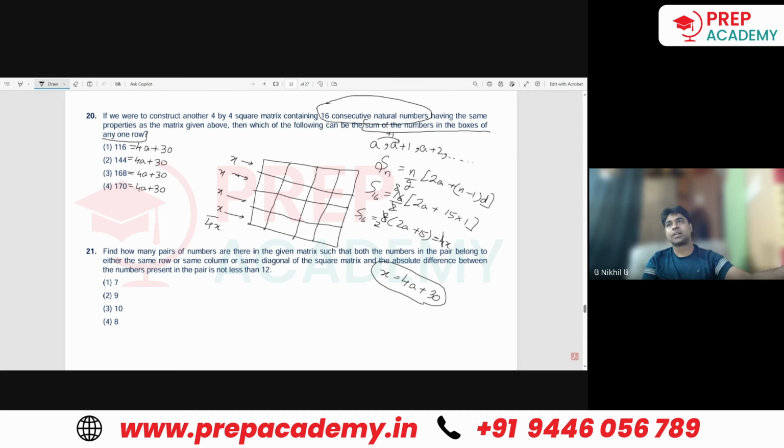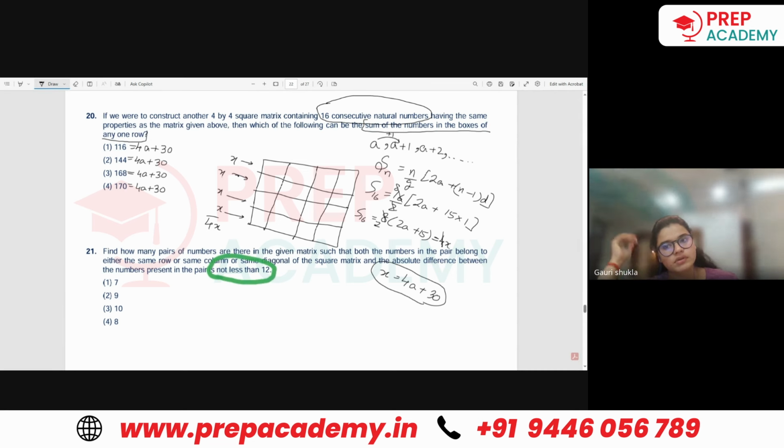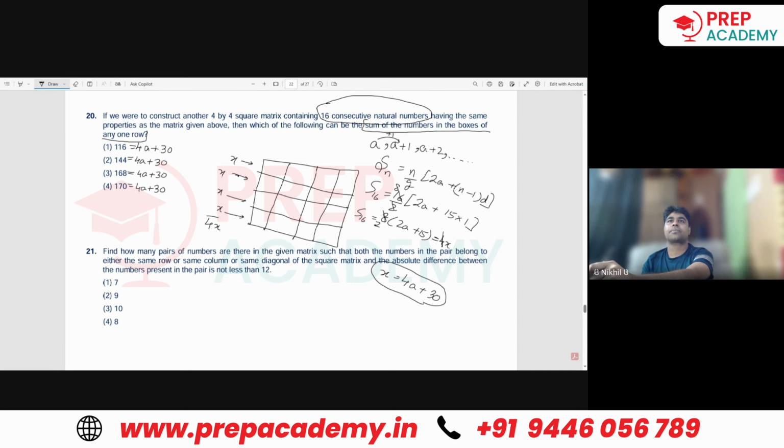Did you understand what the question is asking? It is saying that any two elements of the same row, any two elements of the same column, or any two elements of the same diagonal, the difference between them is supposed to be not less than 12. What do I mean by not less than 12? Think about it. Not less than 12 means what?